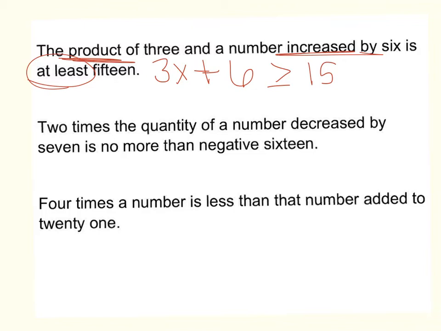Look at the second sentence. 2 times the quantity of a number decreased by 7 is no more than negative 16. So we have that word quantity. Remember, that means parentheses. So 2 times, then we need our parentheses. What goes inside of those? A number decreased by 7. So x minus 7 is no more than negative 16.